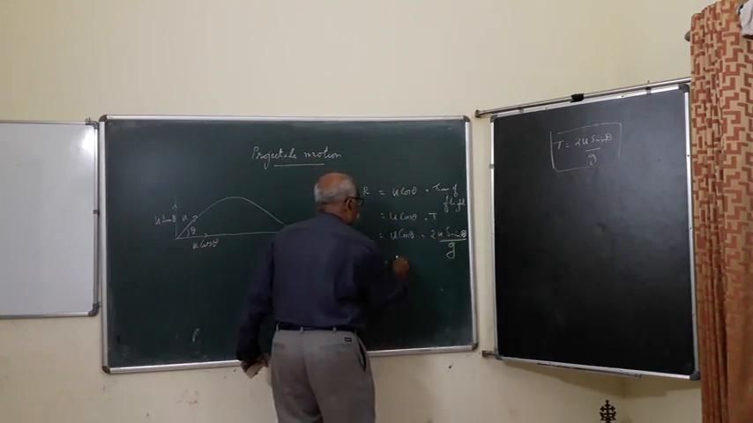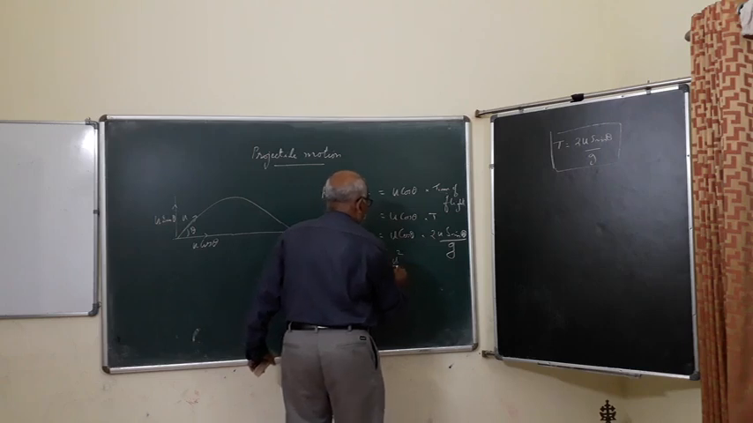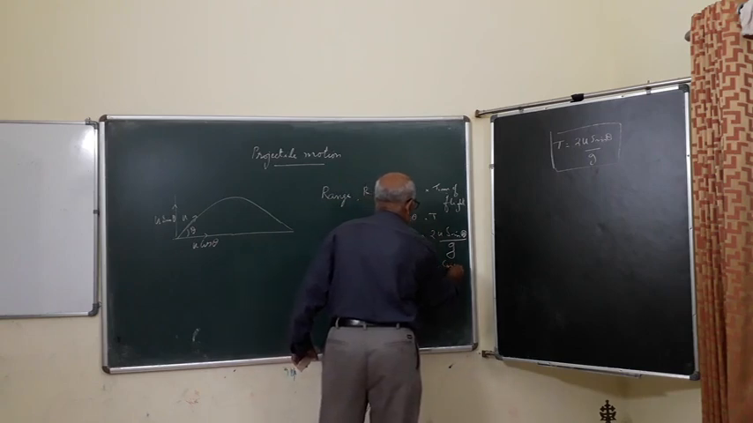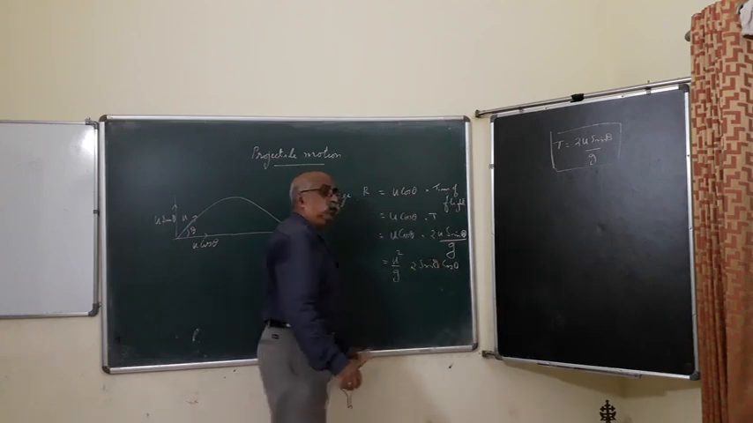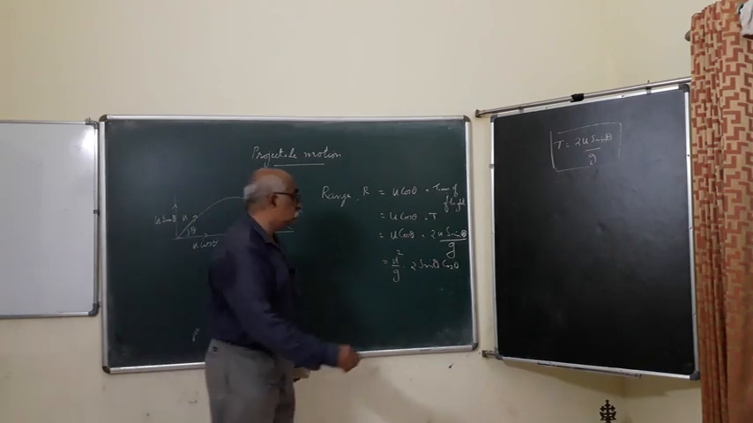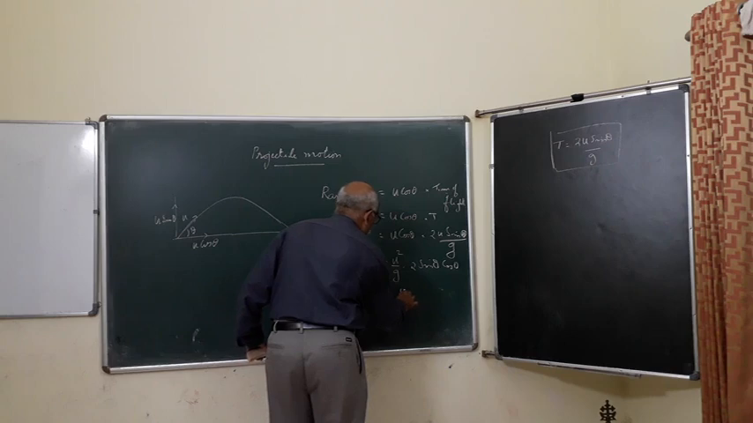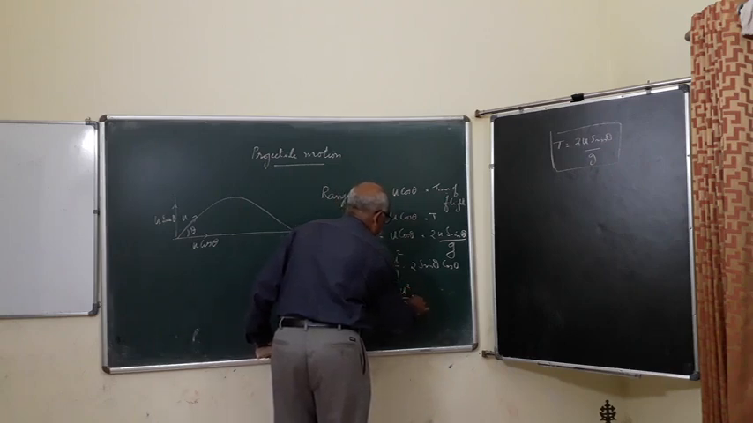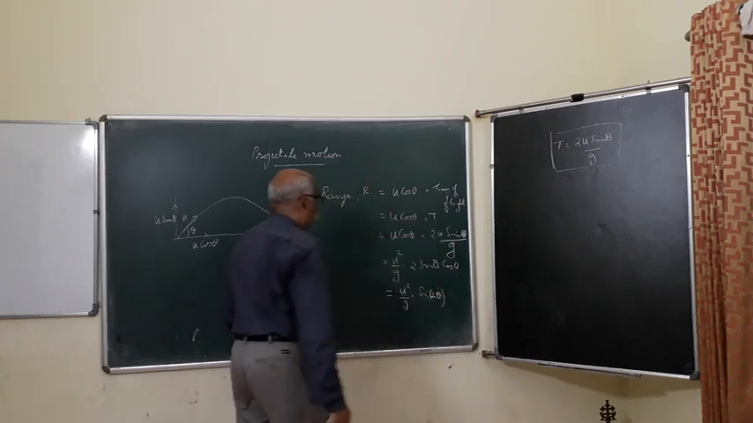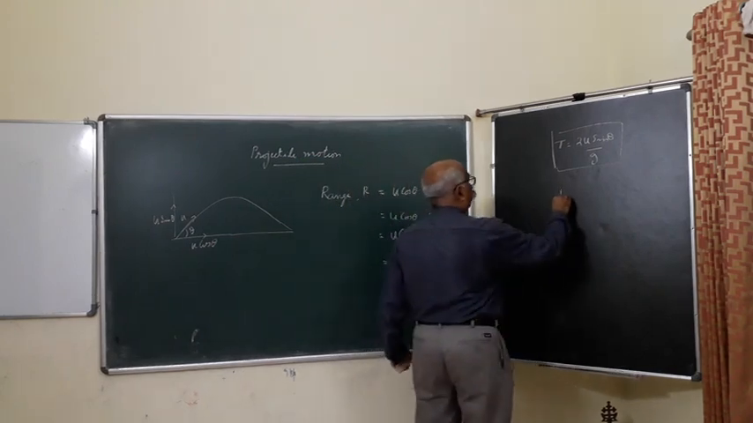Simplifying, you get u square by g into 2 sin theta cos theta. But 2 sin theta cos theta can be written as sin 2 theta. This is equal to u square over g multiplied by sin 2 theta. This is range.